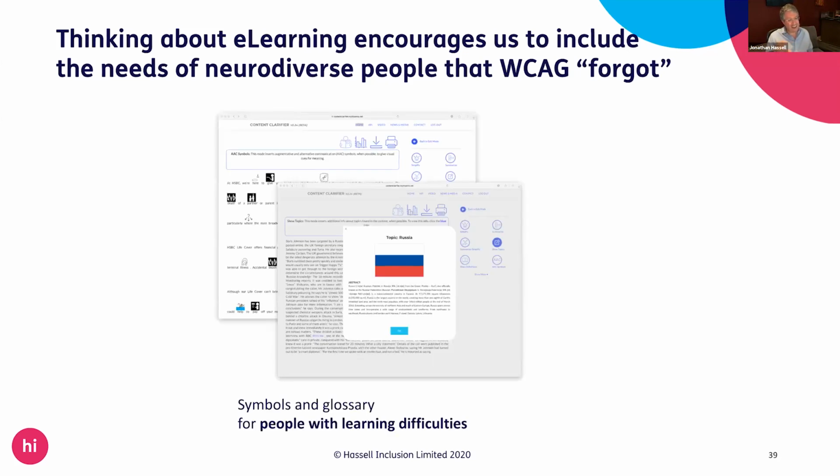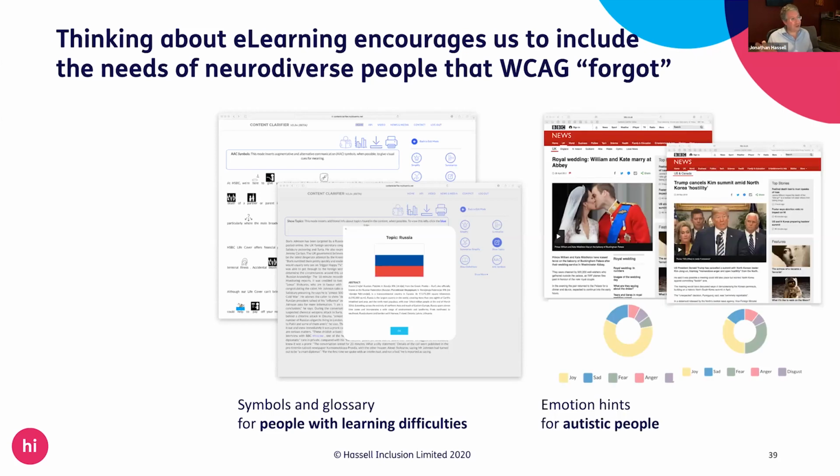So things like symbols to help people understand language, glossaries to explain what terms that are not familiar are. These are key things that in most e-learning could actually be everywhere. And also there are emotional hints for people who are autistic about how they should be feeling about the sorts of things that they're looking at.